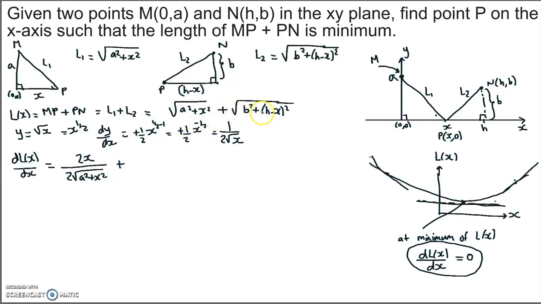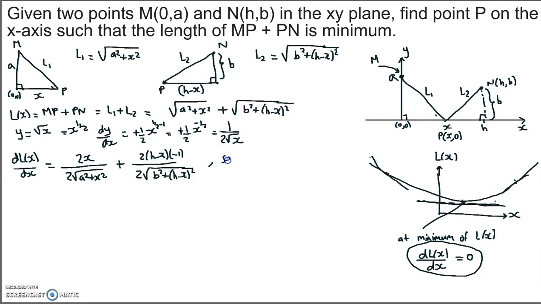Similarly, the derivative of the second term is 1 over 2 the square root of b squared plus (h minus x) squared, plus the derivative of what's inside the square root. The derivative of b squared is equal to 0. The derivative of (h minus x) squared is 2(h minus x) times the derivative of minus x, which is minus 1.